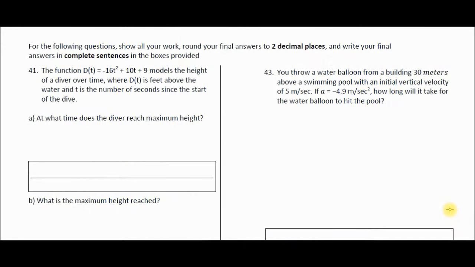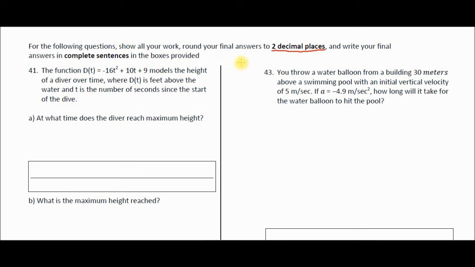This video will start with question number 41 of the Unit 4-5 test review worksheet. And let's take a look at the instructions for these questions. It says, for the following questions, show all your work, round your final answers to 2 decimal places. To 2 decimal places, class. I'm going to underline that, so just see that. To 2 decimal places. And write your final answers in complete sentences in the boxes provided.